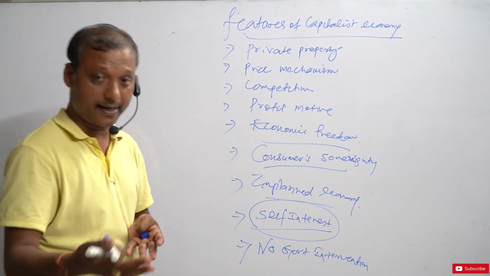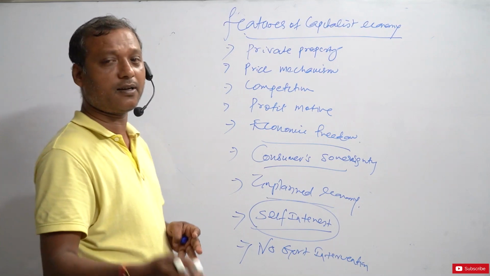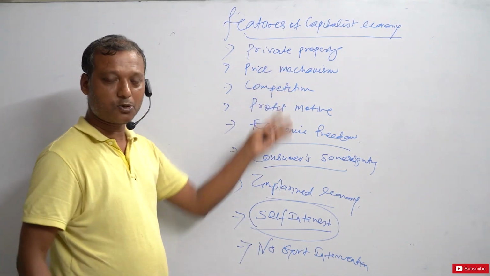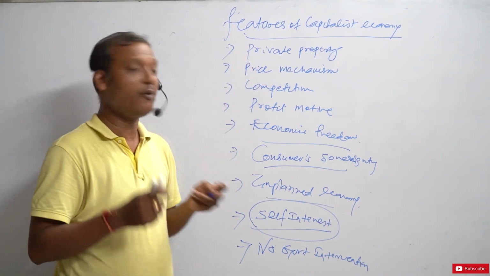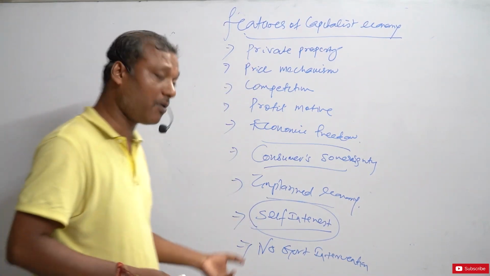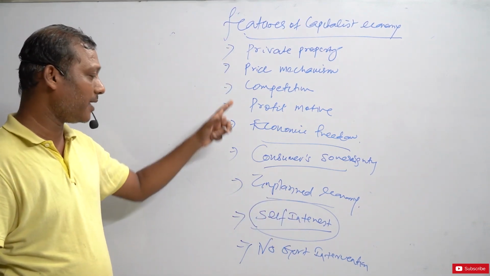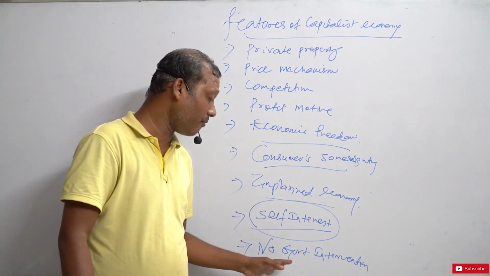So at this point, it comes naturally that government will not be there. Government cannot interfere in the activities because the resources belong to private individuals. So government cannot play a role in private properties. We can say government has a minimum role, or no role to play, in a capitalist economy. So we have written that there is no government intervention.